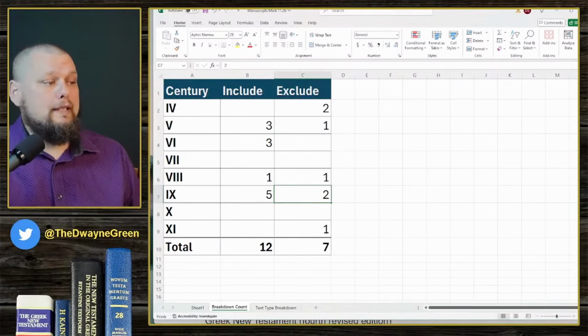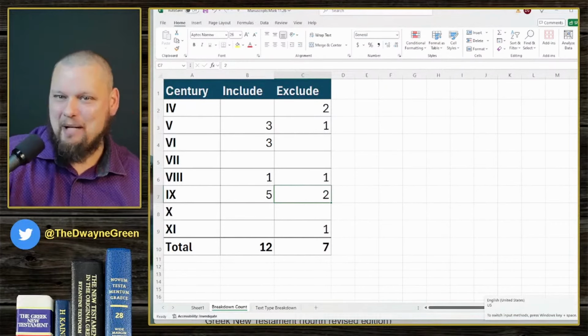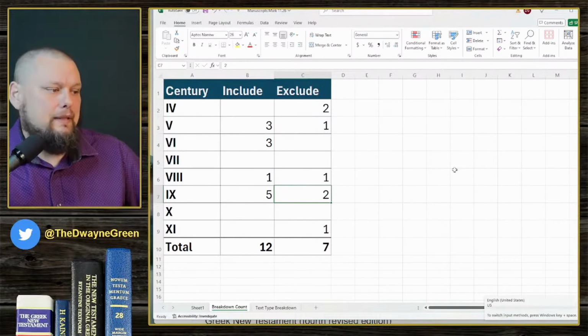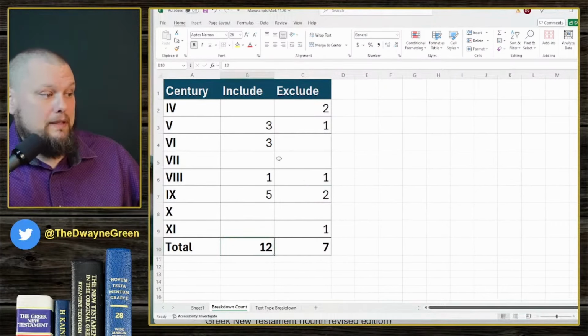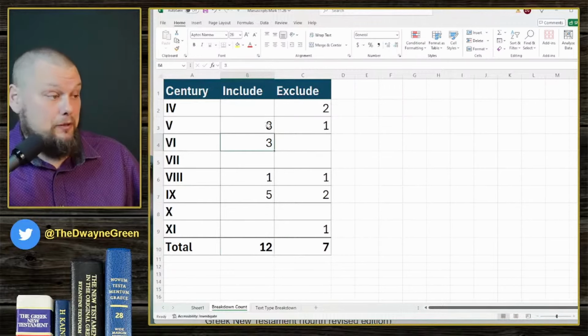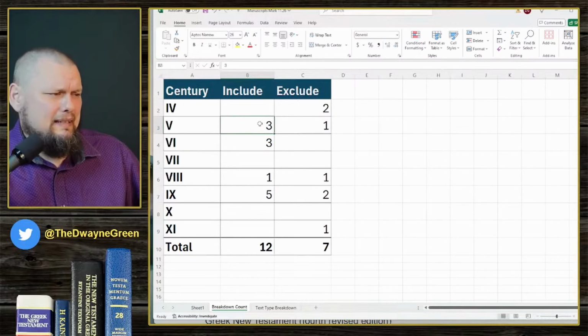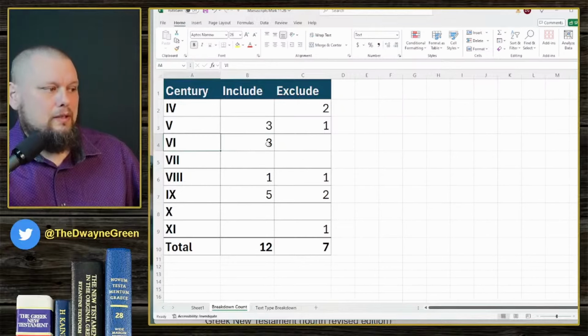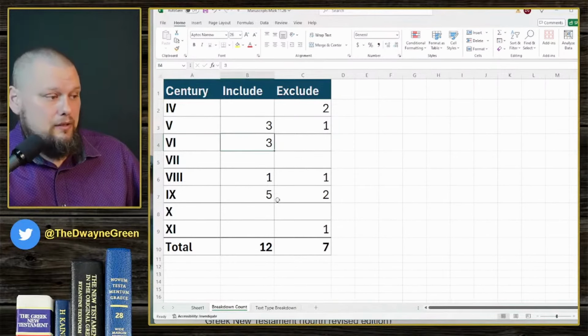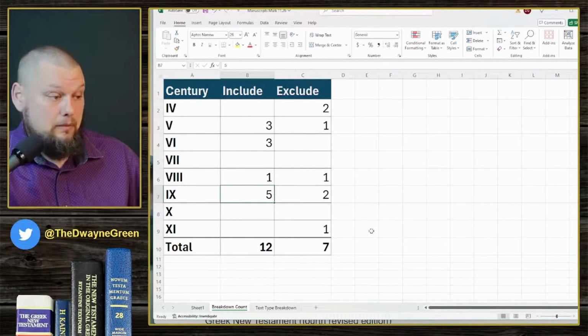Now, if we come over to the Byzantine reading, it really is a Byzantine reading, we've got 12 manuscripts. We've got 3 from the 5th century. One of those being Alexandrinus, of course, Codex C, Ephraemi Rescriptus, and I think it was Codex D. And then we have 3 6th century manuscripts, 1 8th century and 5 9th century uncial manuscripts.